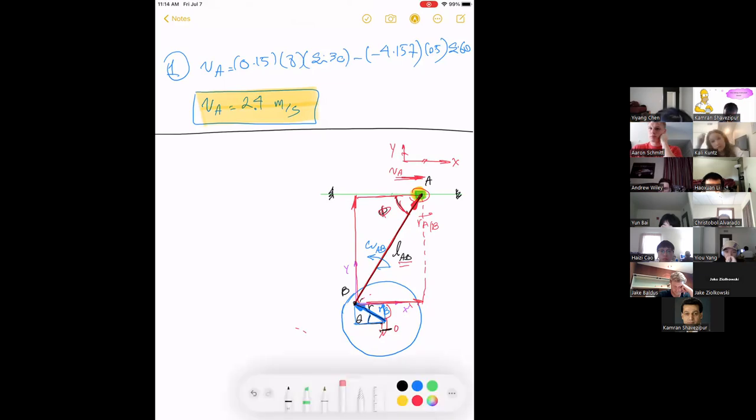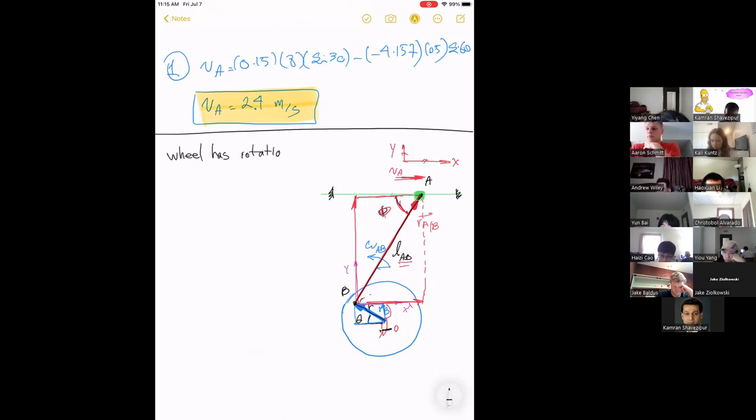Now to write the equations for acceleration, I want you guys to have a look at your notes, see what equation we have. What is the equation for acceleration? Now, we're gonna review the whole concepts from the beginning. Wheel has rotational motion.